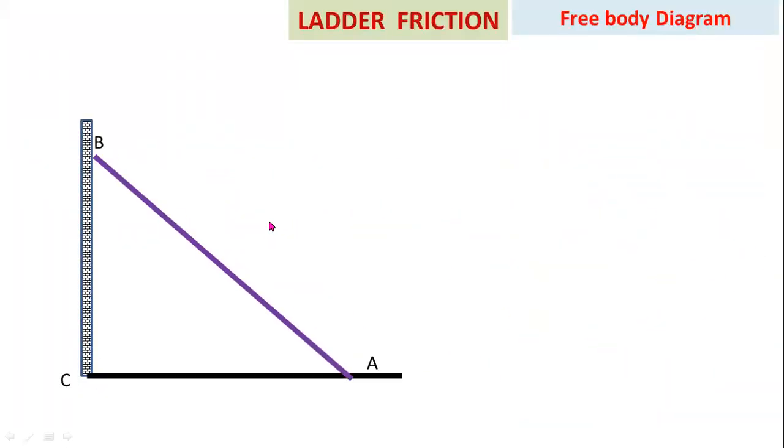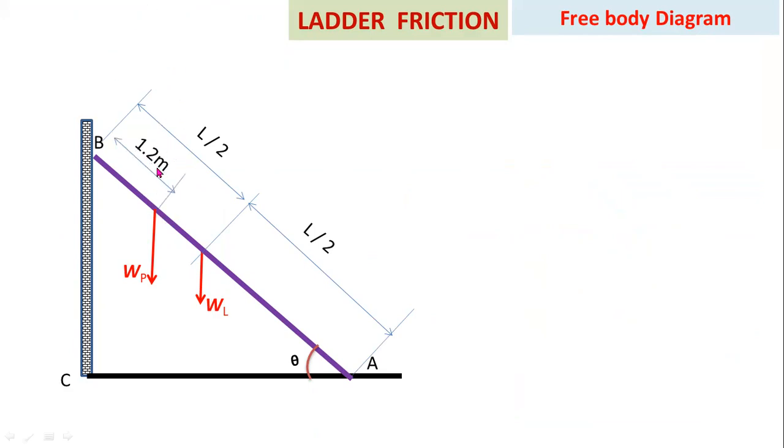Now you have to draw the free body diagram for this problem. First of all, consider the self weights. Self weight always acts at the center of the ladder. The weight of the person acts at a distance 1.2 meters from the top of the ladder. Reaction force R1 makes an angle of 90 degrees with respect to the horizontal support, and reaction force R2 makes an angle of 90 degrees with respect to the vertical wall.